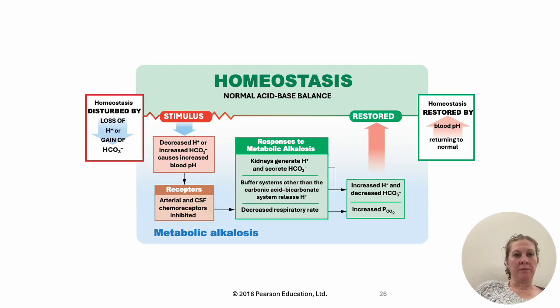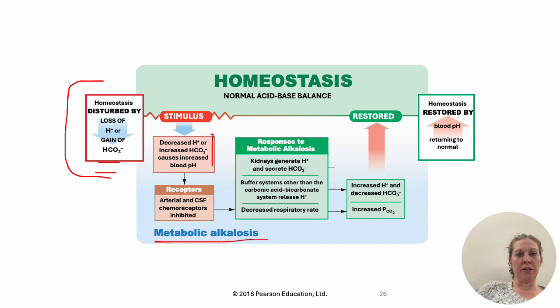So here we're also looking at a slightly different mechanism, but we're looking at a loss of hydrogen ions and a gain of bicarbonate can lead to metabolic alkalosis, or an elevated pH. So if you have a decrease in the hydrogen ions or an increase in the bicarbonate, you're going to increase the pH in the blood. The arterial receptors in the central cerebral spinal fluid chemoreceptors are going to be inhibited in this case.